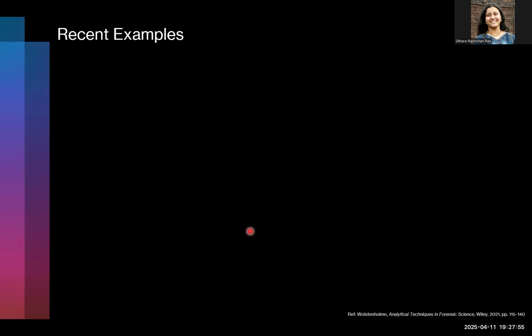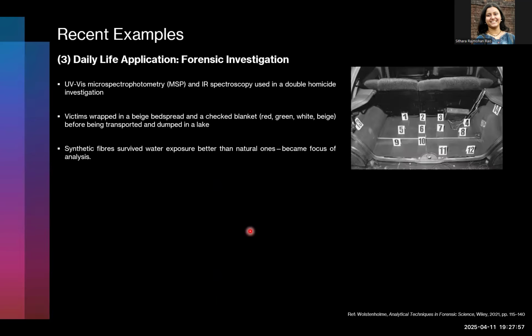One last example we'll be looking at is a forensic investigation. In this investigation, a double homicide had occurred where the two bodies were wrapped in a checkered blanket, which had red, green, and white colored threads, and a beige bedspread on top of that, before they were transported in the trunk of a car, as we can see here, and dumped in a lake. Because the bodies were dumped in a lake, the natural fibers got exposed to water and were destroyed, but the synthetic fibers survived, which is why they became the focus of analysis.